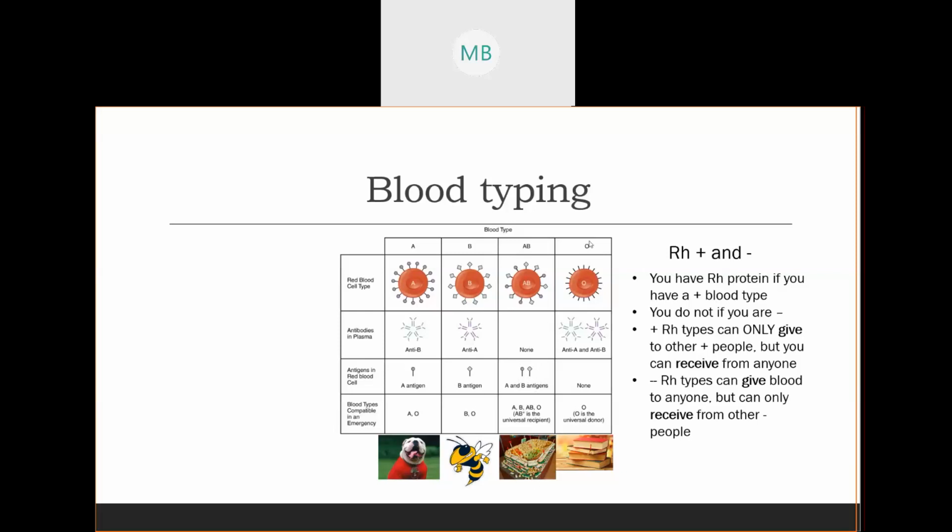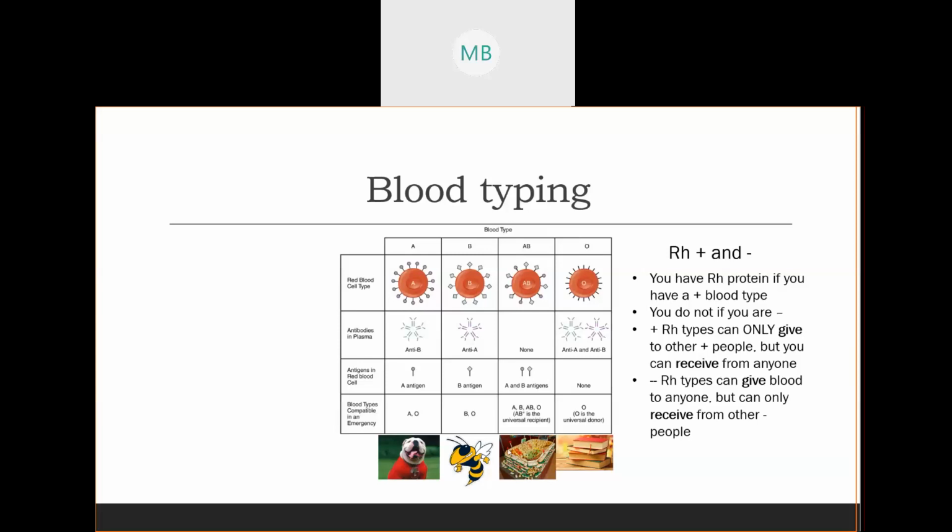Right? And O blood type can give to everybody, because everybody already has the antigens and are going to ignore the little blood cells that don't have name tags. So O can give to everybody. O can give to everybody, but can only get blood from other O people.